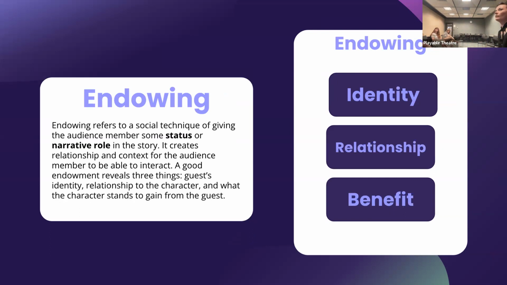This is a way of giving an audience member some sort of status or some sort of narrative role in what's going on. So a great endowment has identity, it has relationship, and it also tells you the benefit that the character stands to gain from the guest. So a good endowment might look something like, Cecily, I remember that you came to my mother's art exhibit last year. It's so nice to see you again. So now Cecily understands something about our relationship. Now we have a little bit of status between us. We understand what this is, right? We have a little structure and a picture of how we're going to do these things.